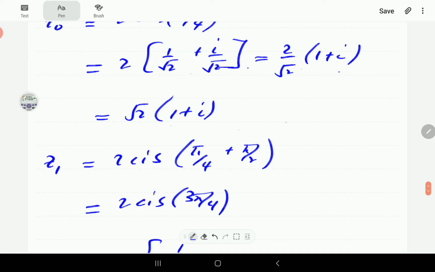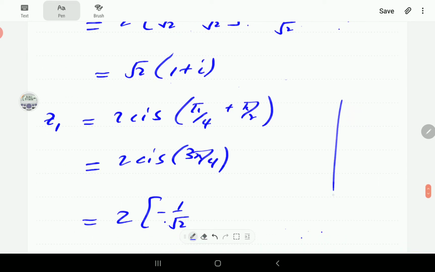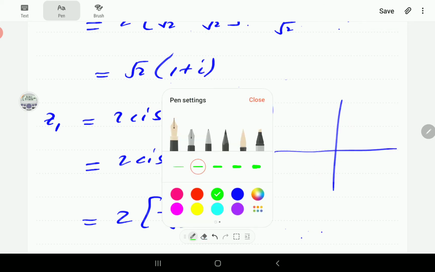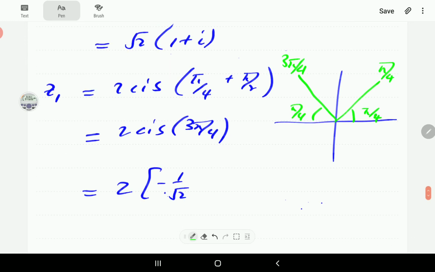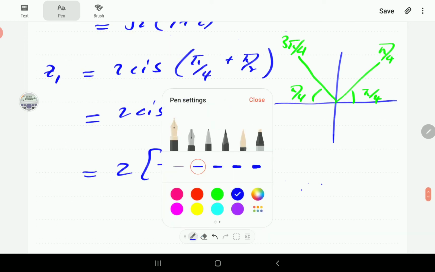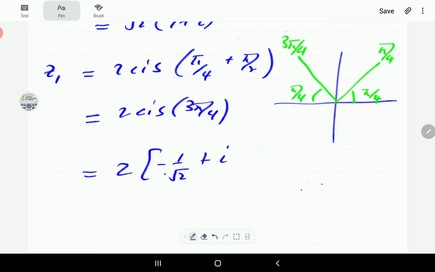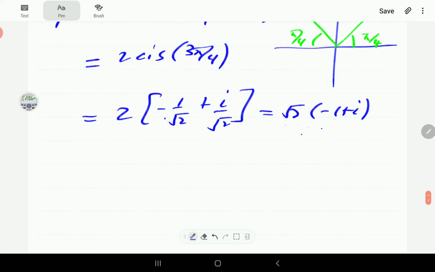All that's going to happen is it's the sign that's going to change, because what we're having is this situation. This is pi on 4, then the next one is here, 3 pi on 4, but both of them have got the same reference. So then this is going to be i over root 2. So that means this one is going to work out to root 2 into minus 1 plus i.